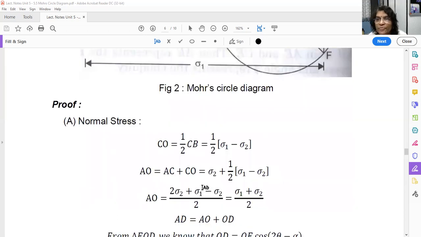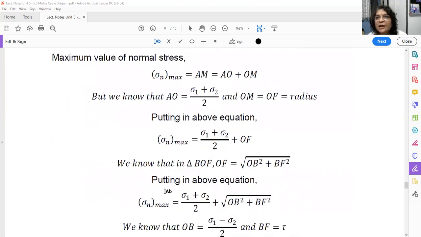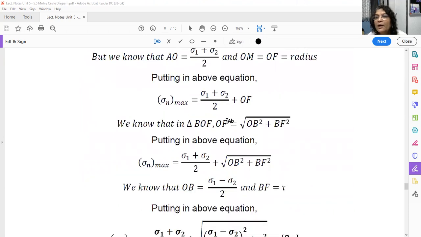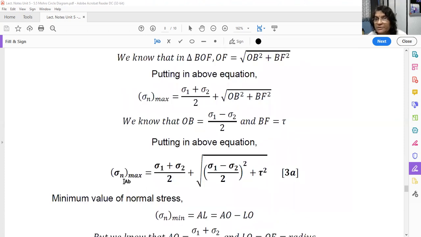So this is nothing but the principal stress, plus OF. What have you written for OF? Square root of OB square plus BF square using Pythagoras theorem. So putting this value, what is OB? It is sigma 1 minus sigma 2 by 2. And what is BF? Tau. So we get maximum principal stress equal to sigma 1 plus sigma 2 by 2 as it is, plus square root of sigma 1 minus sigma 2 by 2 bracket square plus tau square.